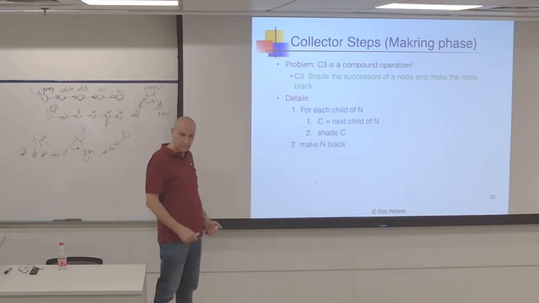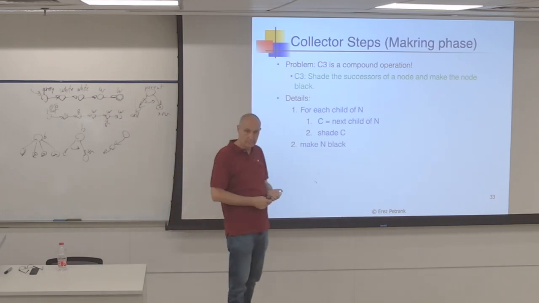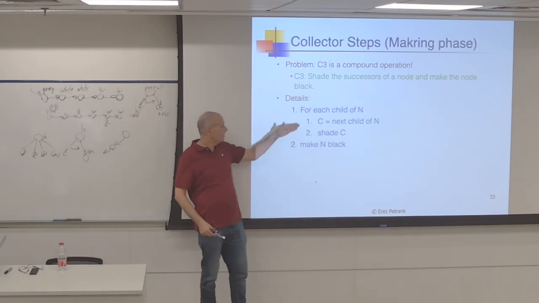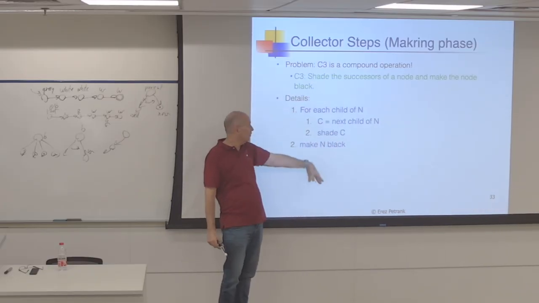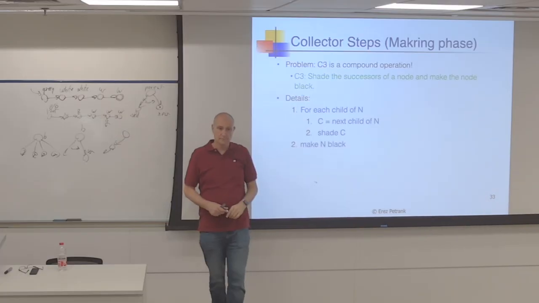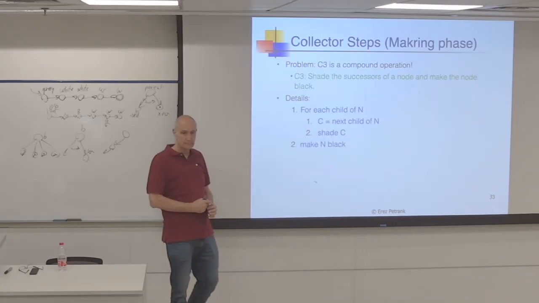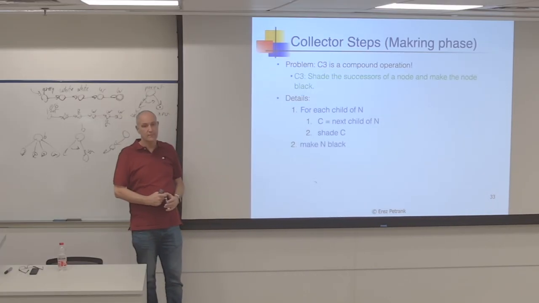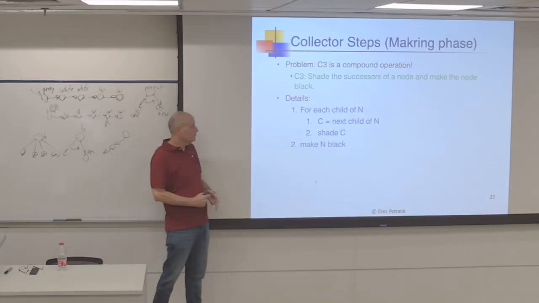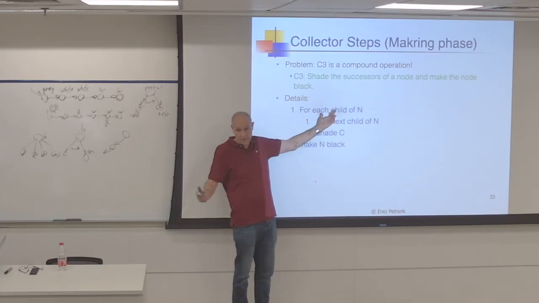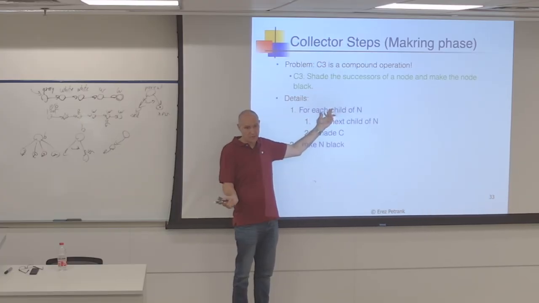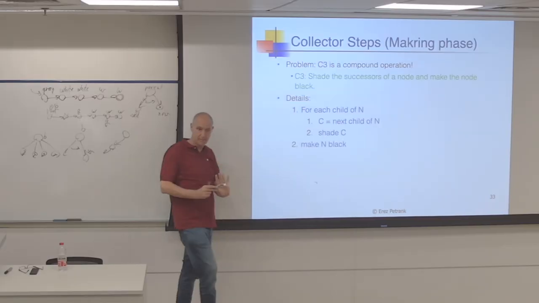No, it's not atomic. So this is atomic and this is atomic, but all of this is not atomic. Exactly. So the collector does not change pointers, but while it is working on this node, the mutator may change pointers for this node, and we have to make sure that nothing bad happens.